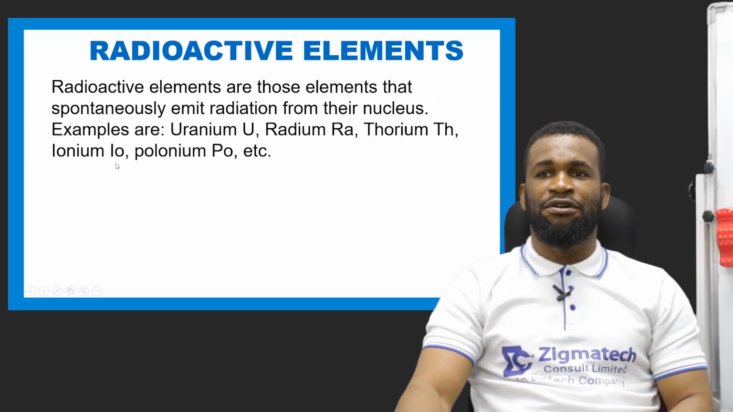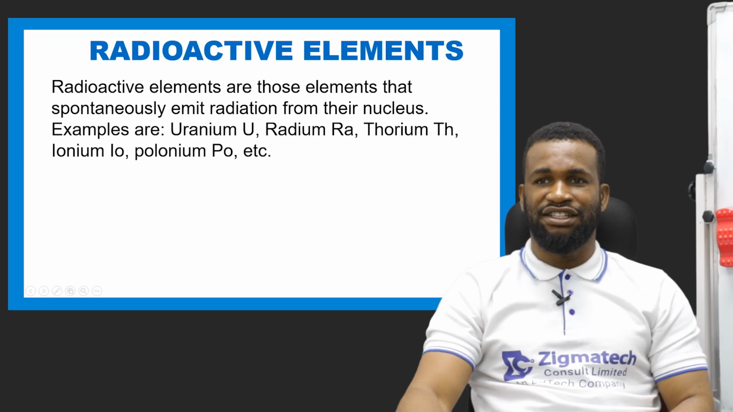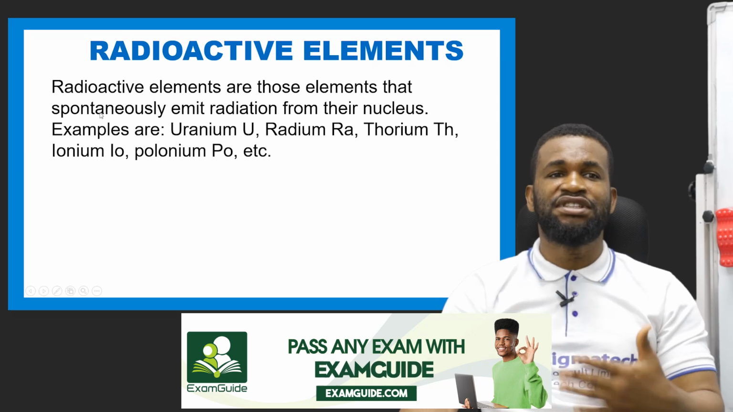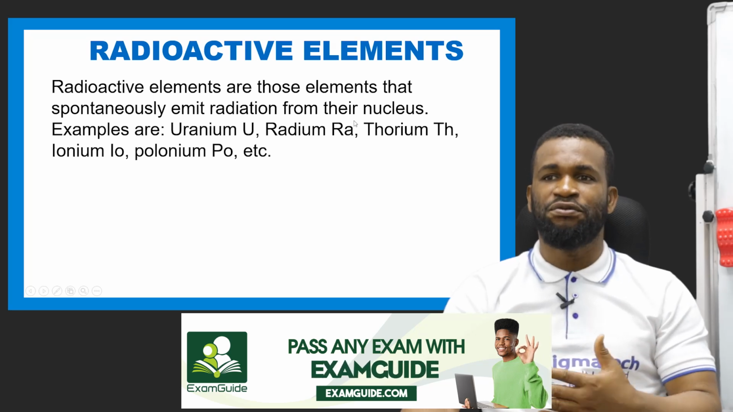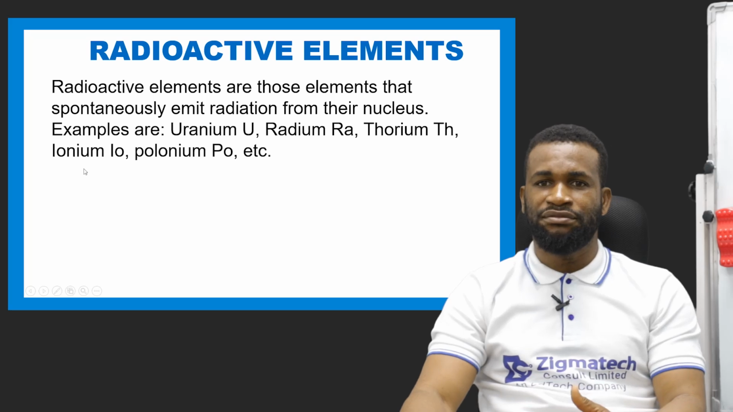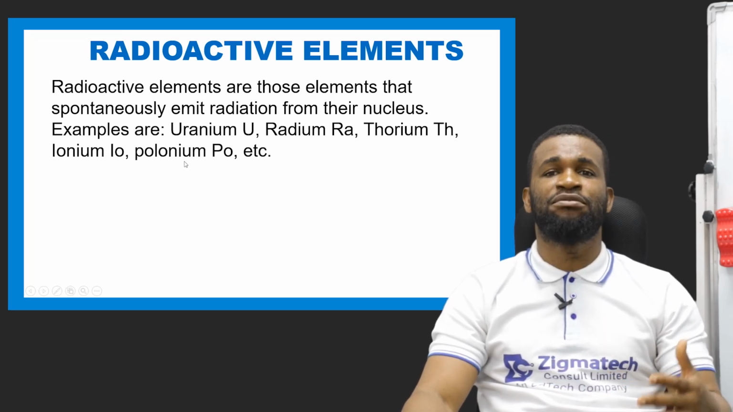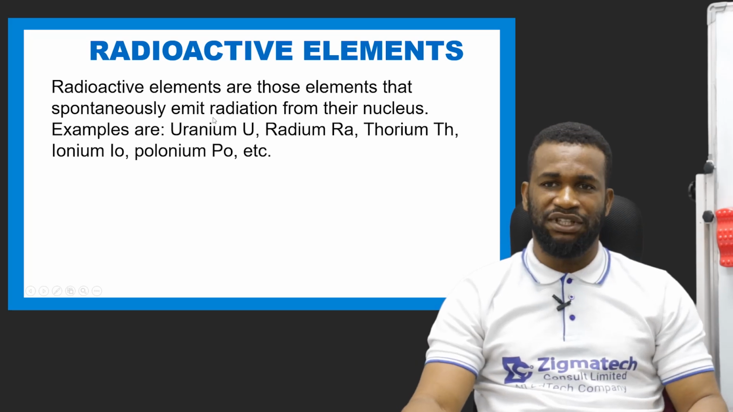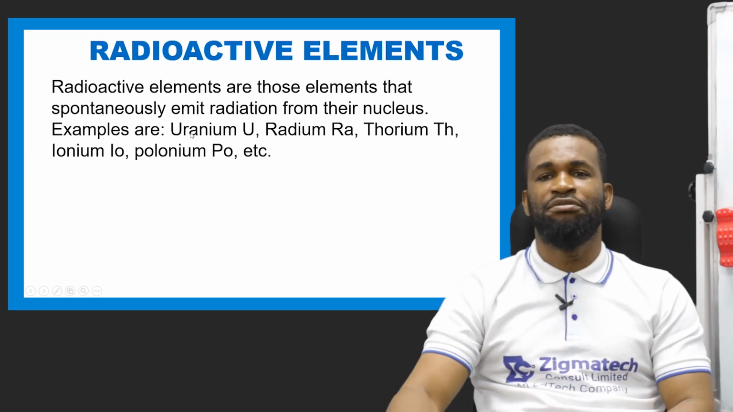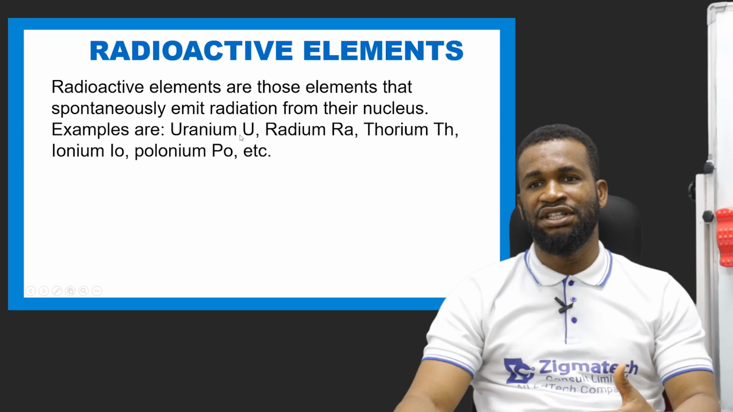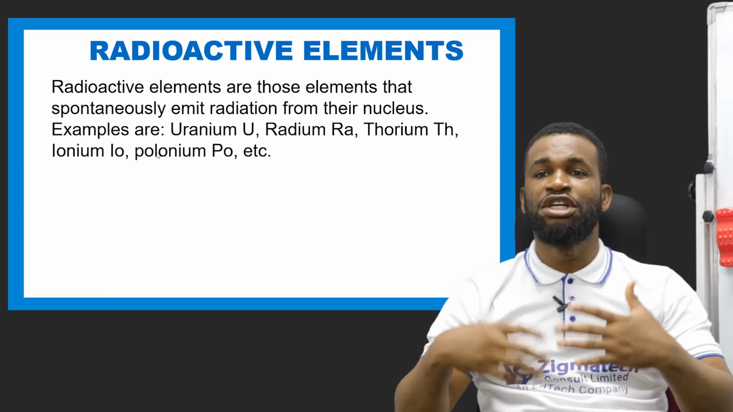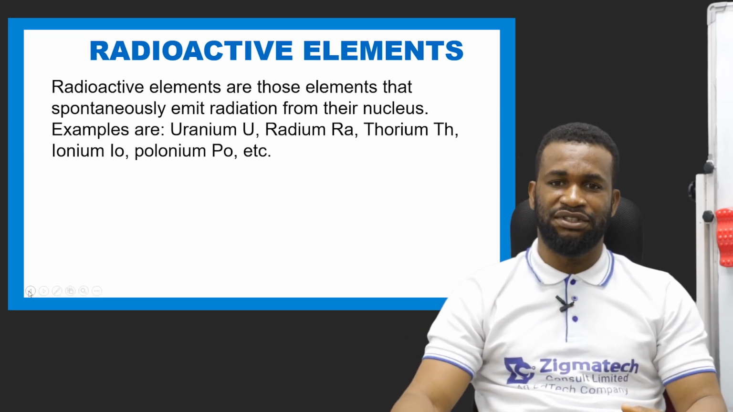So now, what are these radioactive elements? Radioactive elements are those elements that spontaneously emit radiation from the nucleus. Examples, like I said, are uranium, radium, thorium, polonium, and the list continues. So studying this kind of thing, you need the periodic table, where you see the names of these elements. And that is why the number of elements in the Earth's crust keeps increasing, because of this radioactivity.